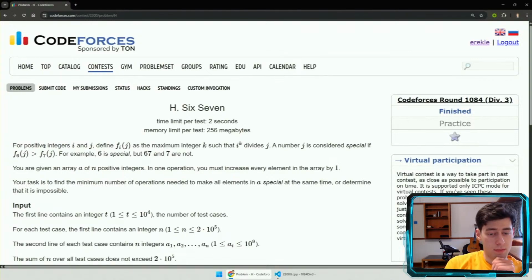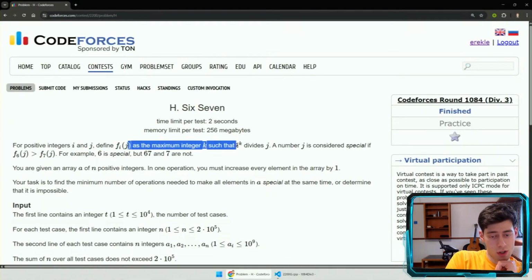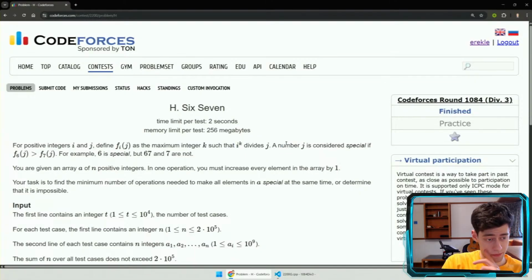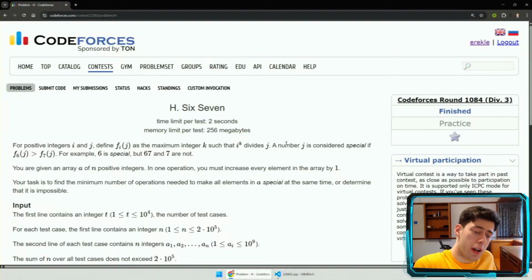Let's take a look at this. What is that notation? It's kind of strange notation, my friend. Positive integers i and j, define f_i(j) as the maximum integer k such that i to the k divides j. Define f_i(j) as the highest power of i that divides j.